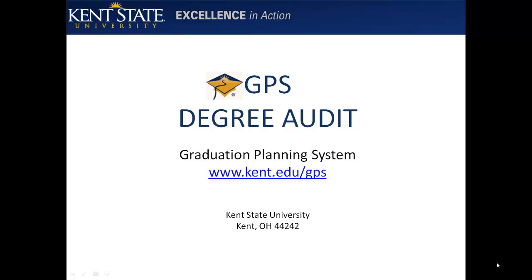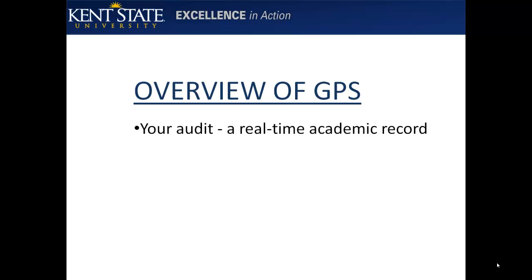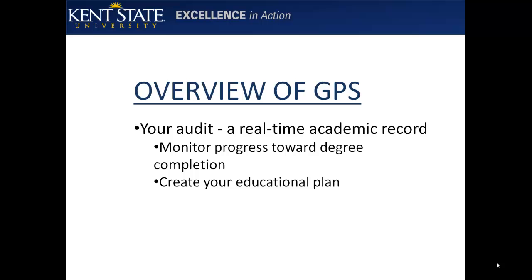The Graduation Planning System, or GPS, is designed to provide students, advisors, and faculty with an organized and real-time presentation of a student's academic record. With GPS, you can check progress toward degree completion, create a semester-by-semester plan for future courses, and review course history.